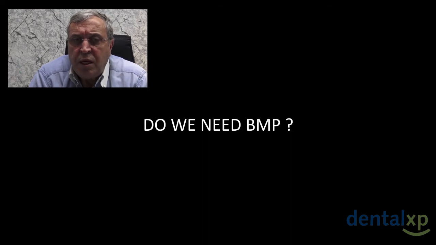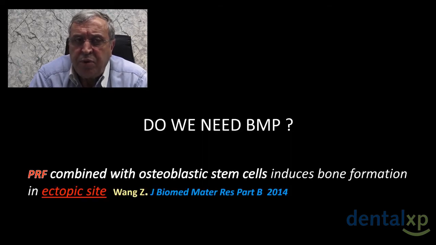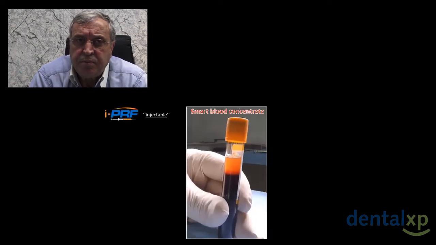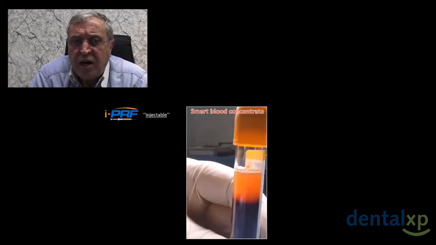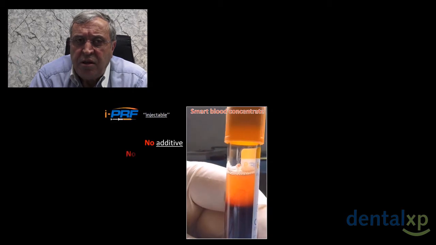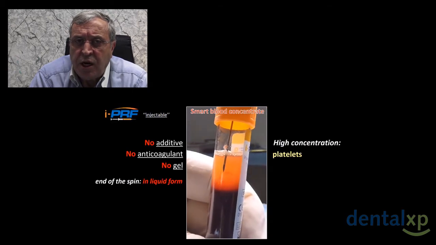Do we need BMP? I don't believe so, because PRF combined with osteoblastic stem cells induces bone formation in an ectopic site. It means PRF can do the job of BMP, but not at the same cost. This is the concept of iPRF: no additive, no anticoagulant, no gel.